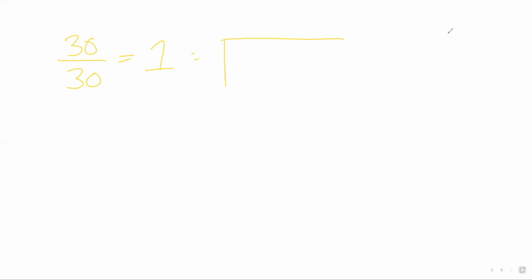Because if I was to take a model and cut it into 30 pieces. So let's see, 1, 2, 3, 4, 1, 2, 3, 4. Right? 1, 2, 3. 1, 2, 3, 4, 5, 6, 7, 8, 9, 10. 1, 2, 3. Yeah, that's 30 pieces. Wow, I did that. Cool. And then I shaded all of them in, meaning I have 30 out of 30. Then I have one whole box filled, which is the same thing as the number 1.